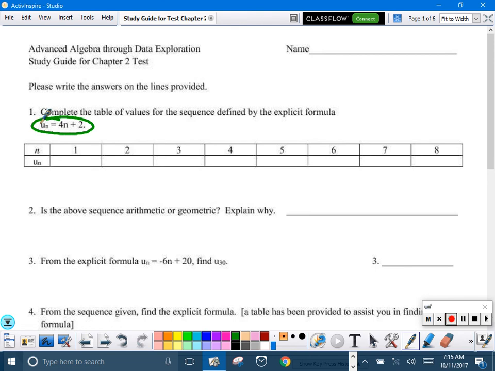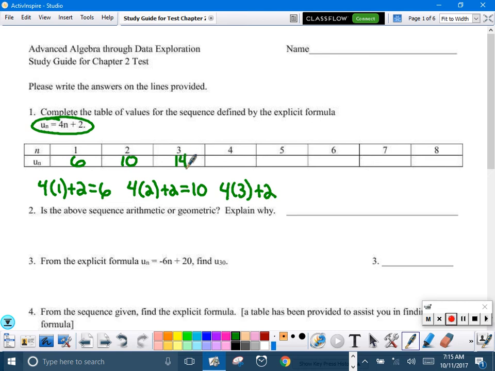All right, so we're going to go ahead and plug in the 1. So 4 times 1 plus 2, that's going to be 6. So the first number in the sequence is 6. Okay, now we can plug in the 2. So 4 times 2 plus 2, that's going to give us 10. Okay, continue. 4 times 3 plus 2, that's going to give us 14.